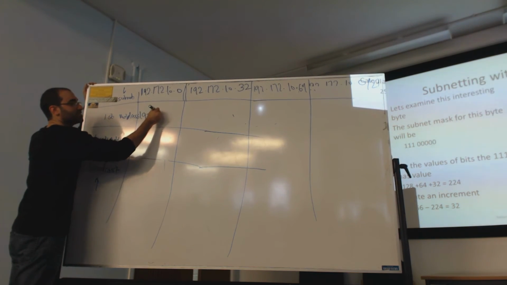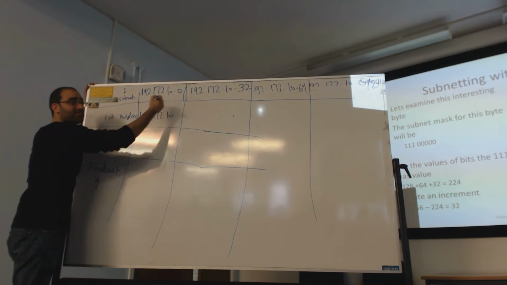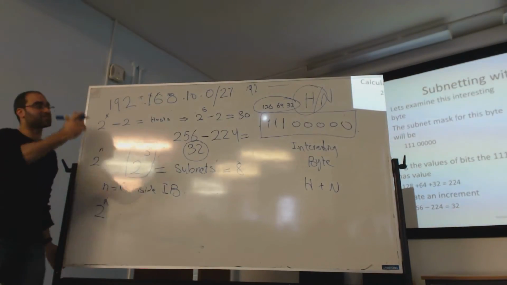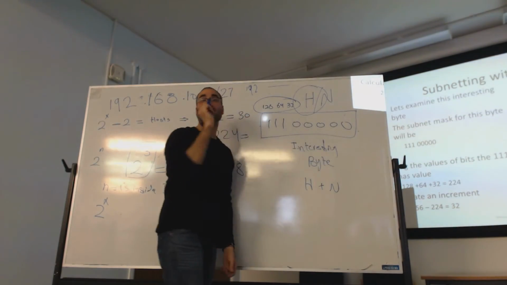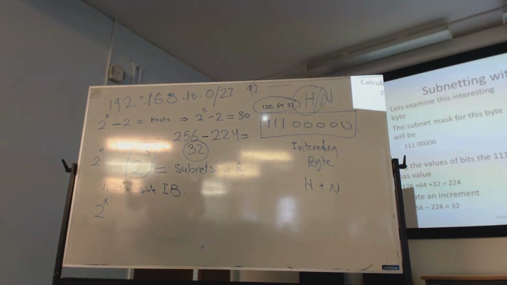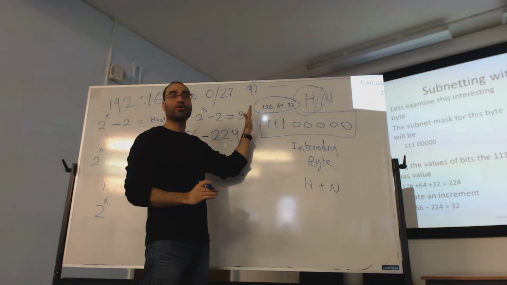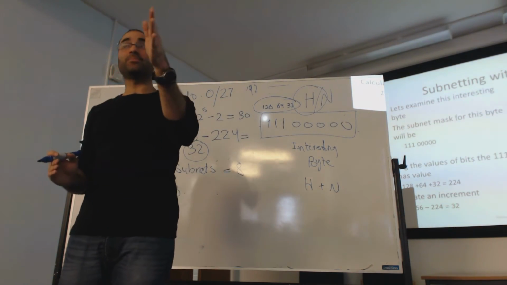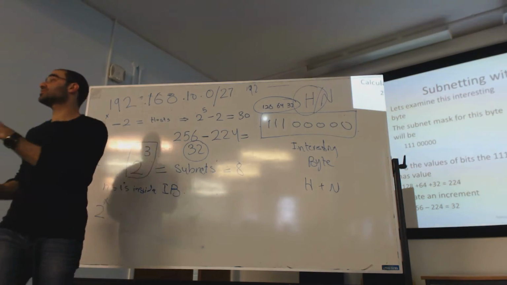192.172.10. You just look at the interesting byte, by the way. I'm not doing anything, I'm just changing the details in my interesting byte. This is what was being incremented because that's the interesting byte involved in the subnetting, not the full address. It's the one which has the networks, i.e. subnets, and the number of hosts.